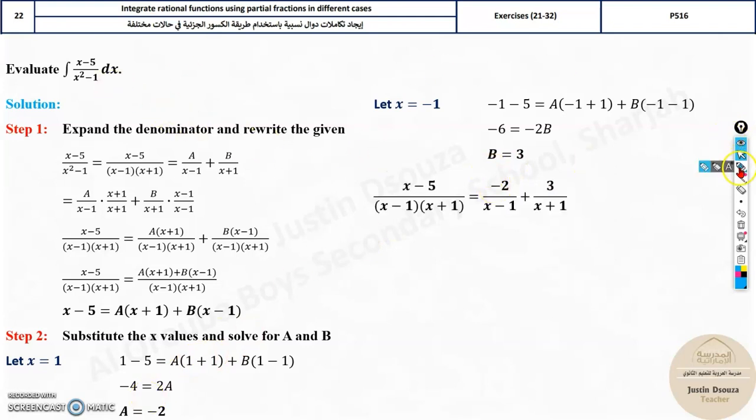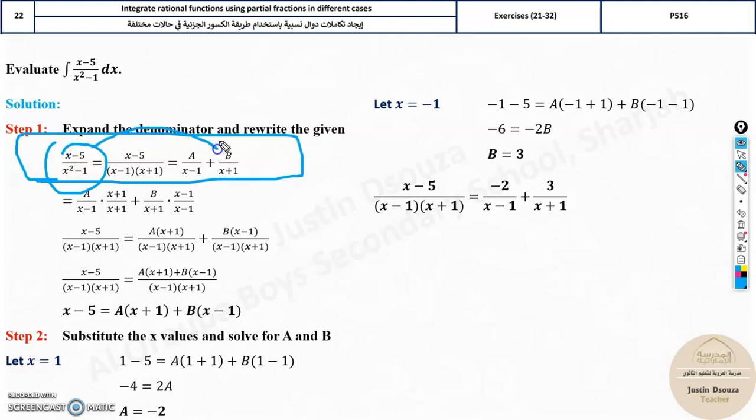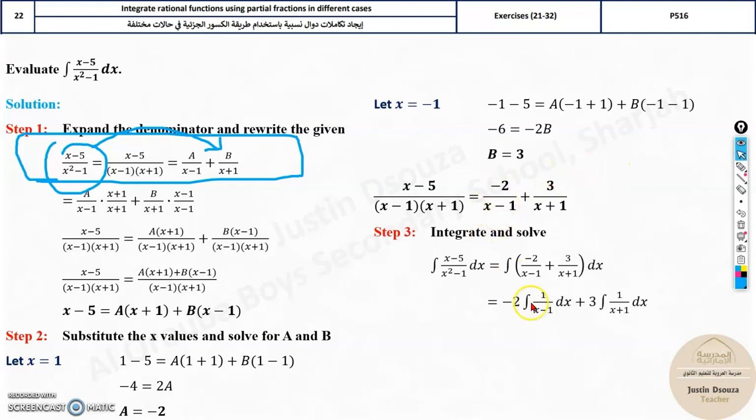Now you can write over here, see in this step, instead of a and b, you can write minus 2 and 3. See, the question can be expanded like this, and all this method was to find the a and b value, and now you have solved it up. So this is it. Now you can easily integrate it, right? Integrate this. It is natural logarithm. Minus 2 is a constant. Remove it out. 1 by x minus 1. Natural logarithm of the magnitude of x minus 1 must be written. Same thing. 3 natural logarithm of x plus 1 and the constant of integration. This is how you solve this problem.